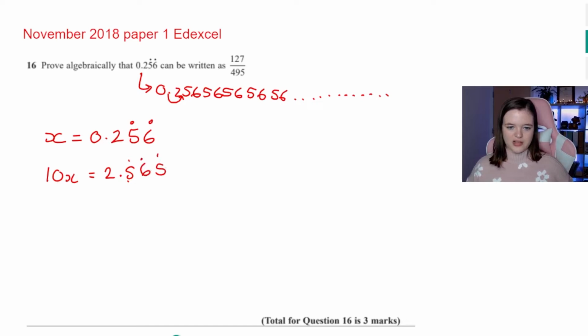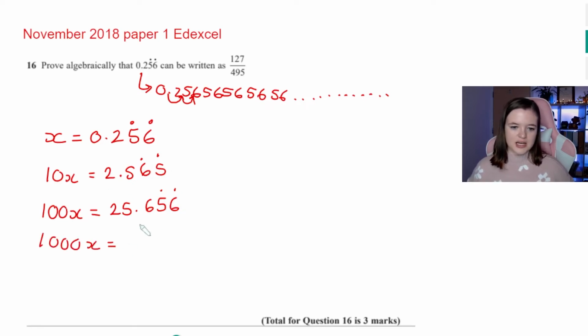Your recurring decimal dots can be on any of them, it doesn't really matter. It's just for your benefit at this point, but let me get rid of the one on the first one just to make it look a little bit neater. There we go. Okie dokie, and then these are not the same, so we carry on. 100x is then equal to, move it along another one, 25.656. So again, not the same, so let us continue on.